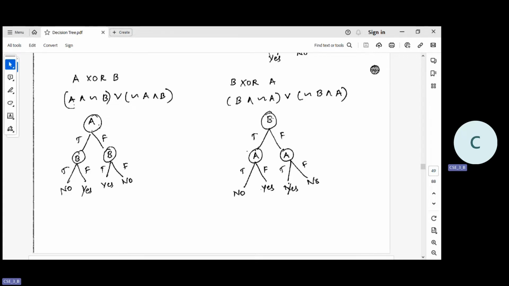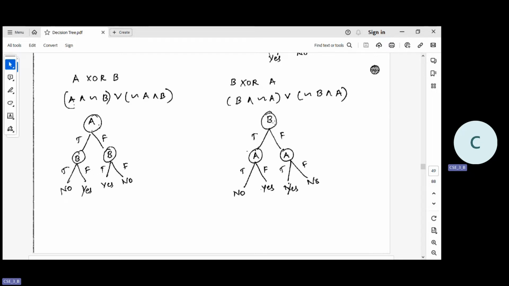Only when it is different will the decision be yes. So when B is true and A is false, in the XOR decision, whenever there is a true and a false, the decision will be yes. Whenever you have both as true, or when both are false, the decision will be no.